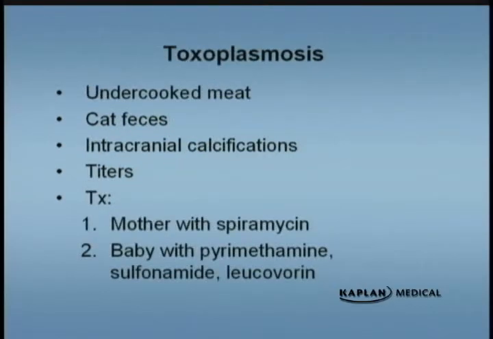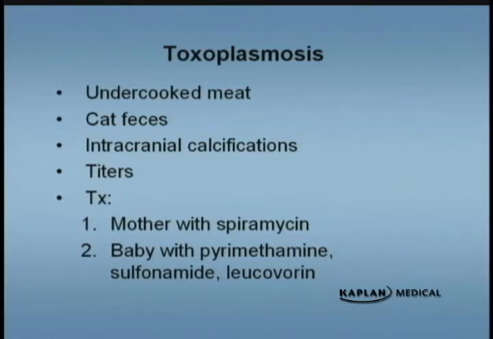Toxoplasmosis, you can get it from undercooked meat. So remember the famous steak tartare. That can carry the toxoplasma in it. It can also be transmitted in cat feces. That's why any pregnant female should not be handling the kitty litter because she can acquire it that way too. It's notorious for intracranial calcifications, and we're going to mention that, and then we're going to talk about cytomegalovirus that also has calcifications, and we're going to differentiate them in a second.